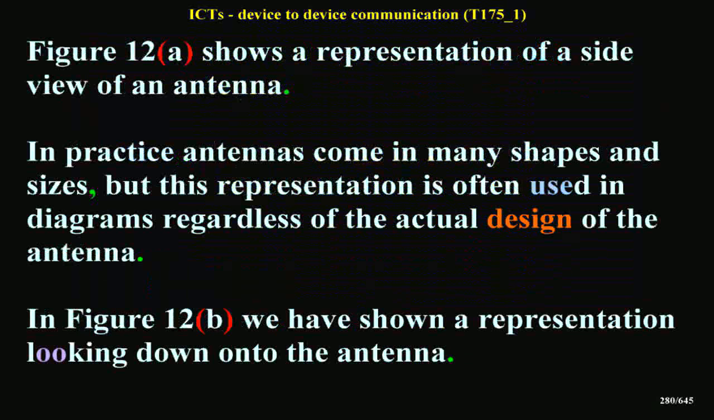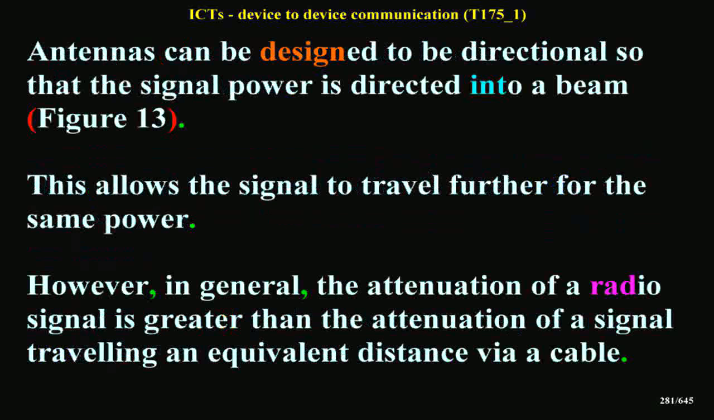Figure 12a shows a representation of a side view of an antenna. In practice, antennas come in many shapes and sizes, but this representation is often used in diagrams regardless of the actual design of the antenna. In Figure 12b we have shown a representation looking down onto the antenna. Antennas can be designed to be directional so that the signal power is directed into a beam, Figure 13. This allows the signal to travel further for the same power.